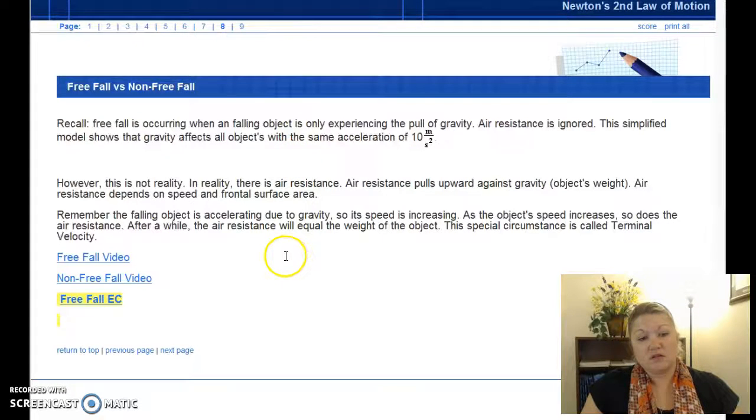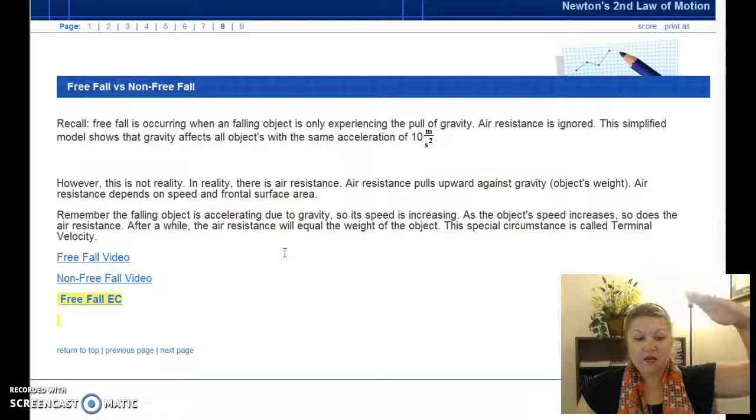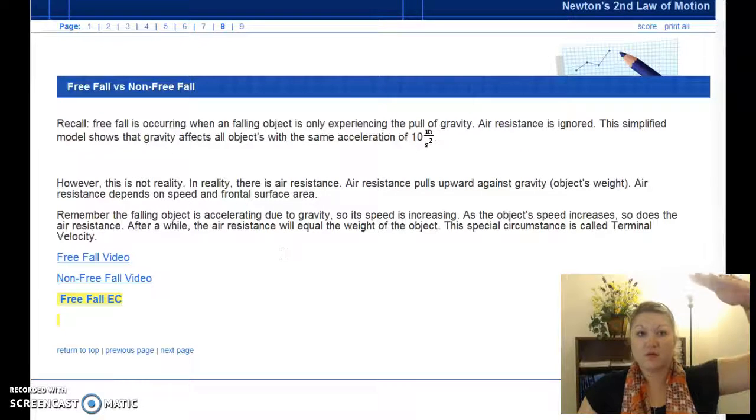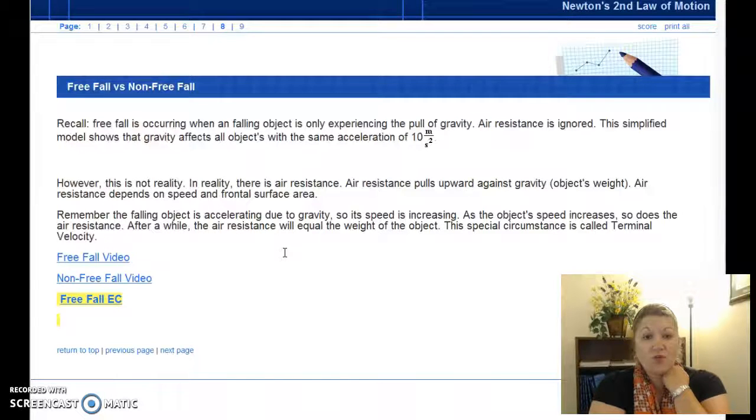Now, air resistance depends on two things: frontal surface area and speed. The more speed an object has, the more air resistance it has. So that means as an object's falling, you know it's speeding up because gravity's pulling it at an acceleration of 10 meters per second squared. So it's speeding up, speeding up, speeding up. But that's in free fall. What's it doing in reality?